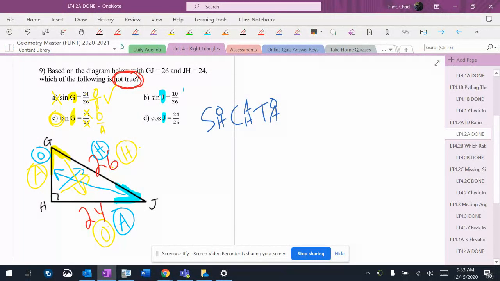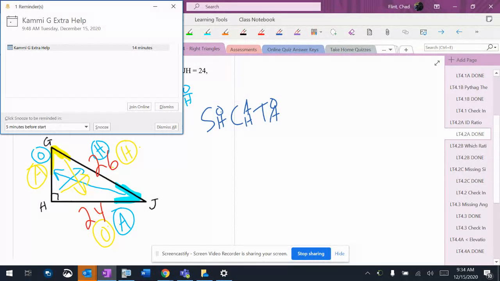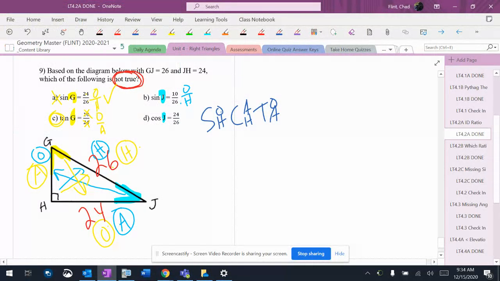So sine of J is supposed to be opposite over hypotenuse. It says the opposite's 10. I don't know the opposite, so I don't know if that's true or not. It says the hypotenuse is 26. That's definitely true. But I don't really know for sure if that's actually right. Cosine of J is supposed to be adjacent over hypotenuse. It says the adjacent is 24. That's right. It says the hypotenuse is 26. That's right. So that one's true, so it's definitely not that one. Now, I don't really know that B is true. I think it's true because C I'm pretty sure is definitely false, not true.